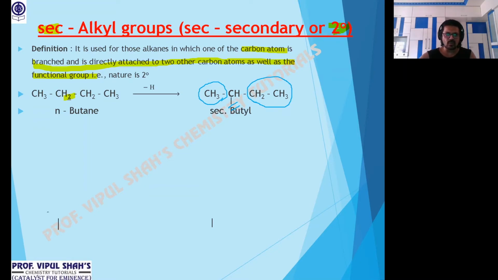Which means, in other words, the nature of the carbon atom, this carbon that I'm circling now, will always be 2 degree. Okay, let's see with more examples.